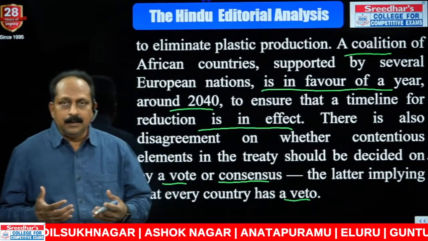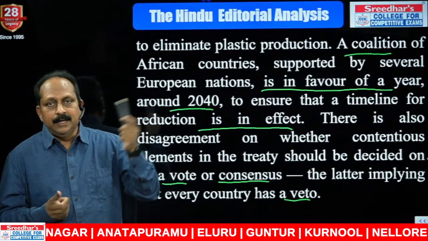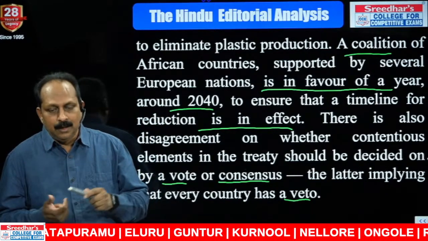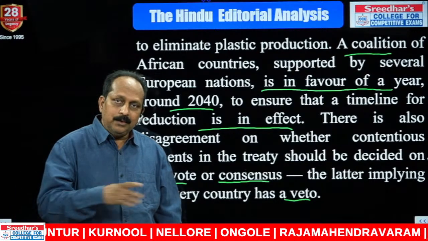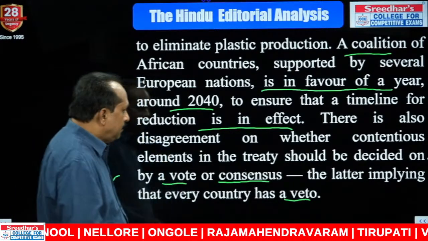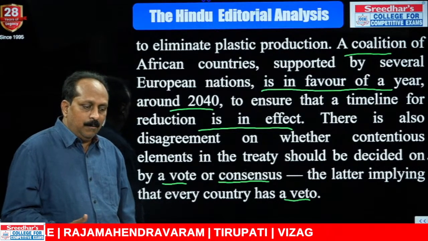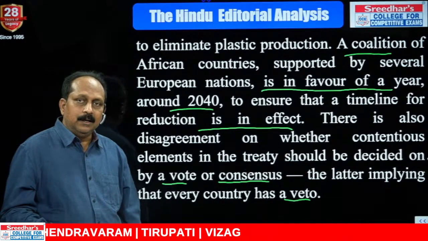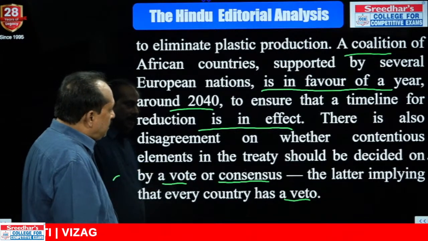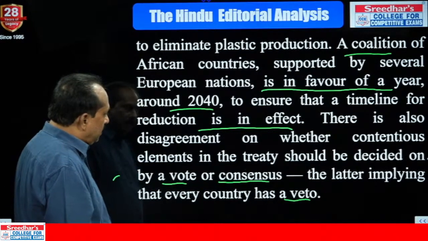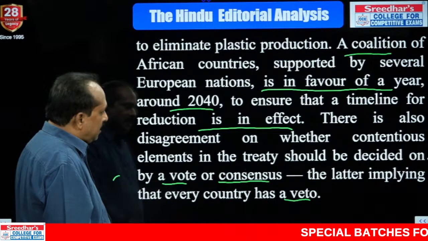How can they decide? They have two options. One, they can go for voting, and the majority takes the decision. That is the democratic process. The other, veto. Here, veto means one country says no, the whole thing falls flat. On that basis, whether to go in for voting or veto, they haven't agreed upon. There is some sort of disagreement. There is also disagreement on whether contentious elements in the treaty should be decided on by a vote or consensus.